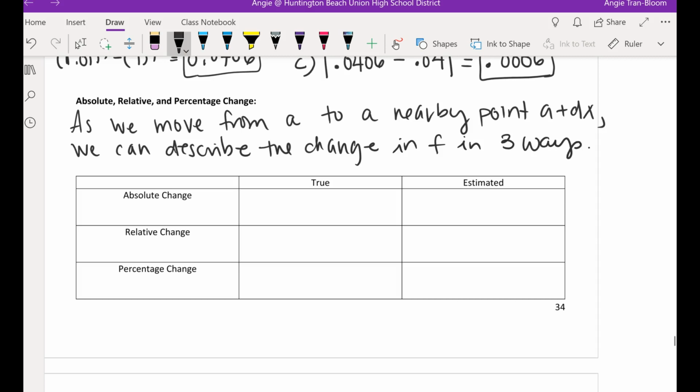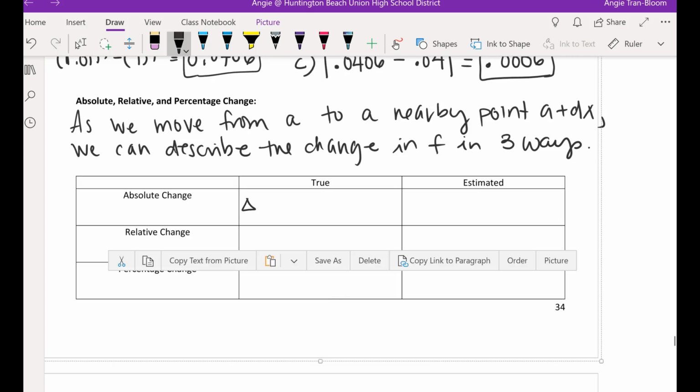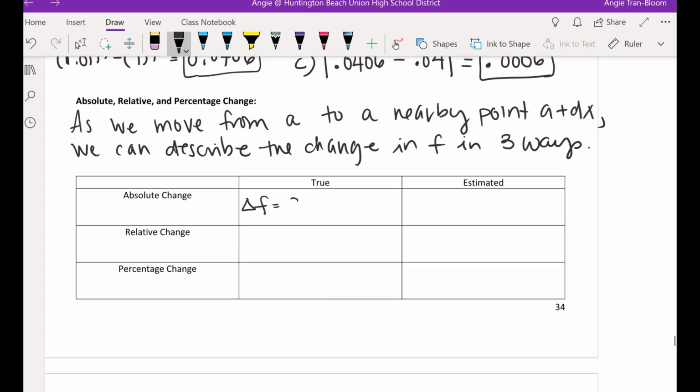Okay, so we have absolute change, true and estimated. True means actual. So the actual change is going to be f of a plus dx take away f of a, as we know. And the estimated is df equals the first derivative at a times the change in x, which is dx. Next one is the relative change.